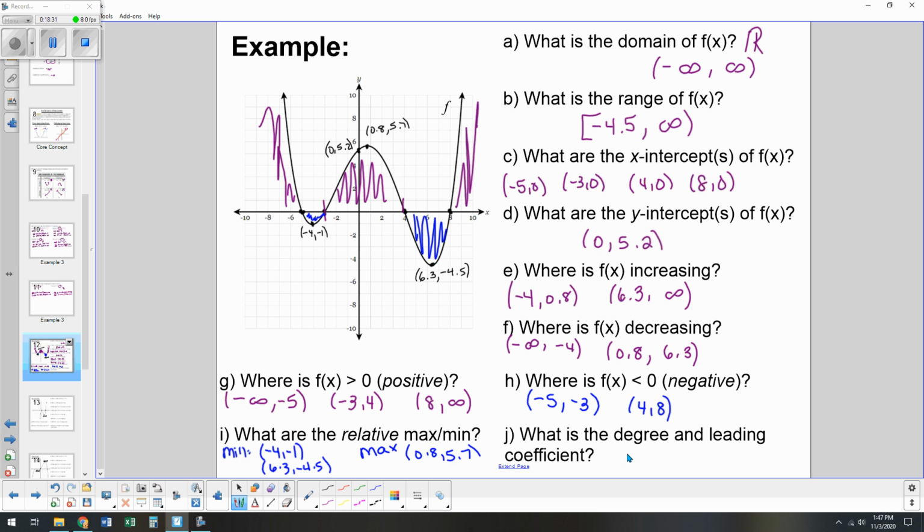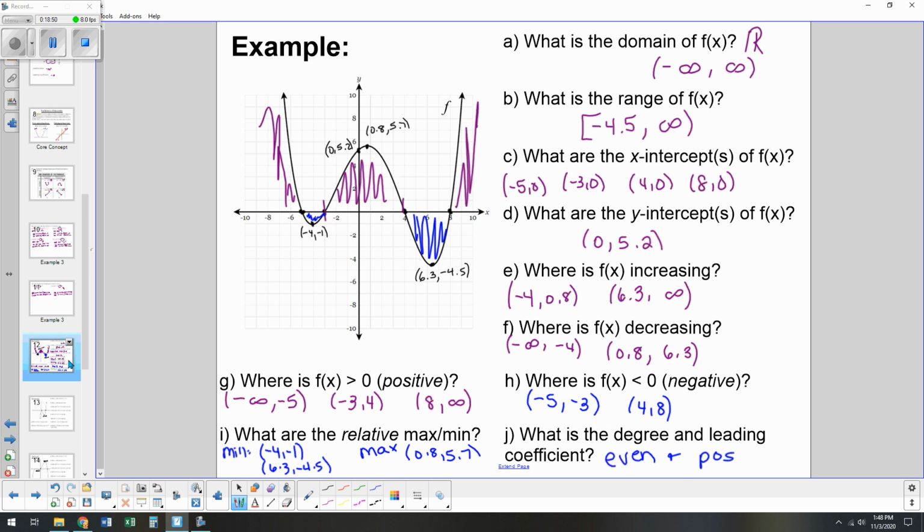And then what is the degree and leading coefficient? We're going to use our end behavior and work backwards. I see that they're going in the same direction, and same direction means even. And they're pointing up, so that means it's positive.